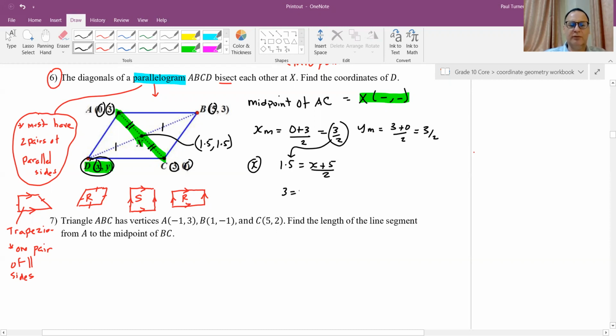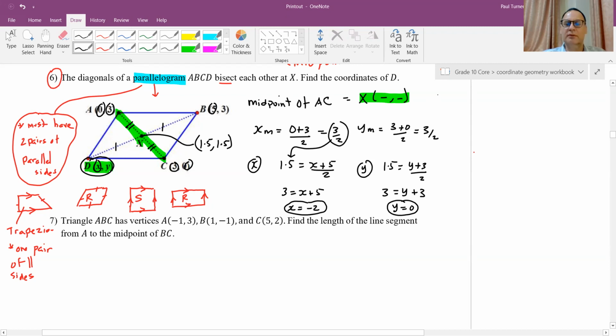So you're going to get 3 equals x plus 5. So x will be -2 when you have 3 minus 5. So -2 for the x coordinate. For y, it would be 1.5 again, is y plus 3 on 2. So 2 times 1.5 is 3. Y plus 3. So y must be 0. So you should have gotten -2, 0 for your coordinate d.